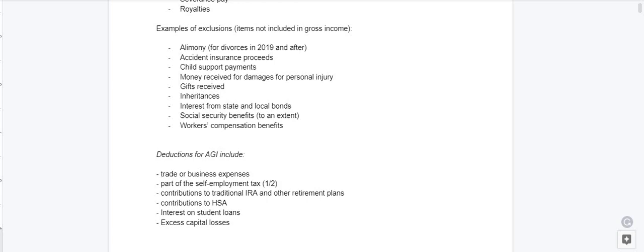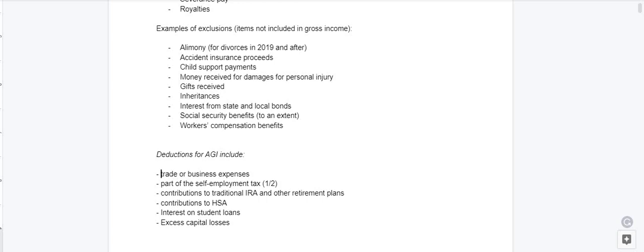Now, as with all deductions, deductions for AGI are good things to you, right? Because they reduce your taxable income, and in doing so, reduce how much taxes you have to pay to the government. So let's get started with this example list.